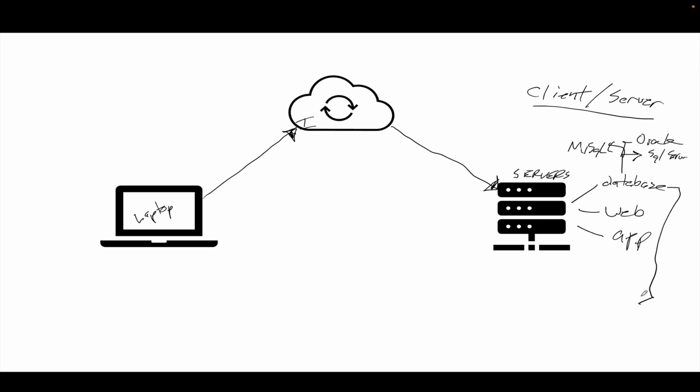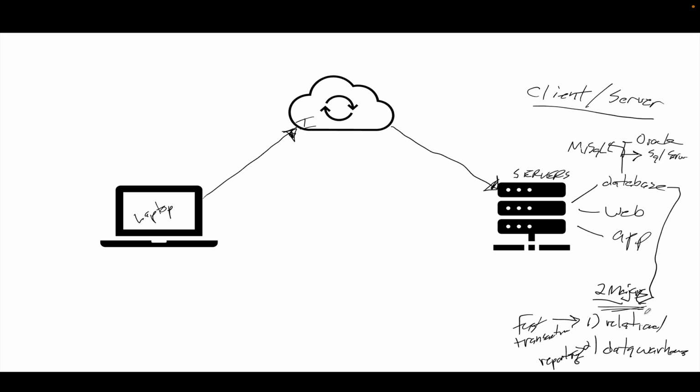So if we come down here, let's draw this. We have two major kinds of databases. Number one, relational. And then number two, we have a data warehouse. And these have different functions. This is for fast transactions. This is for online stores. You want your data to be processed quickly. This is for reporting. And they're architected a little differently, but they are both databases. They're two major kinds of databases, right?